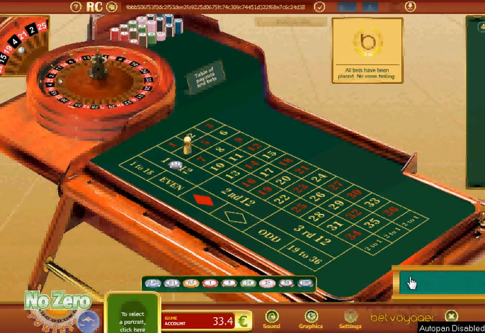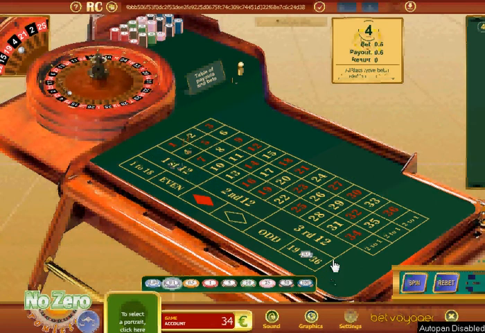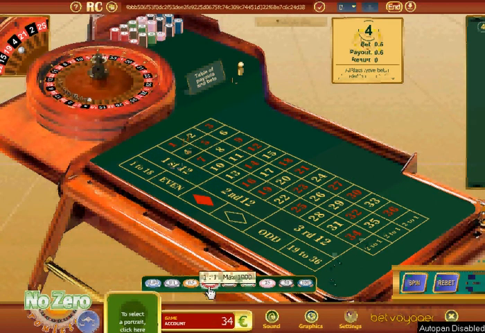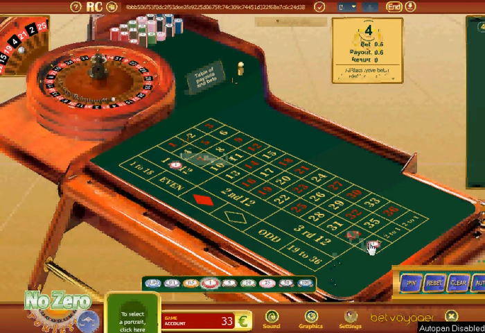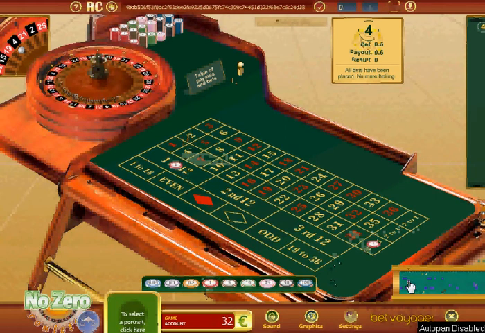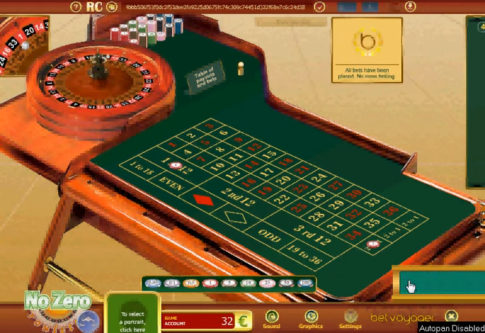So which is a 4, which is the first column and the first dozen. So we'll start with the first column and the first dozen. This is progression step number 1.